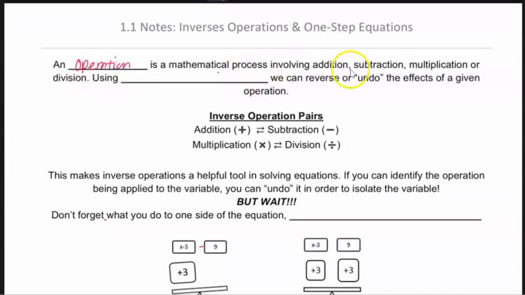Now first things first, an operation, so that's the first thing you're going to fill in, is a mathematical process that involves addition, subtraction, multiplication, or division. So those are your four main operations that you are familiar with.